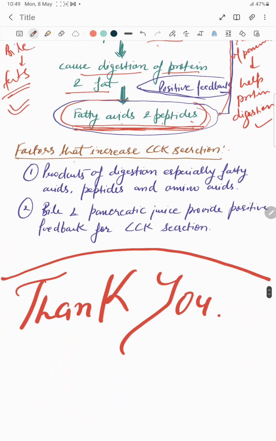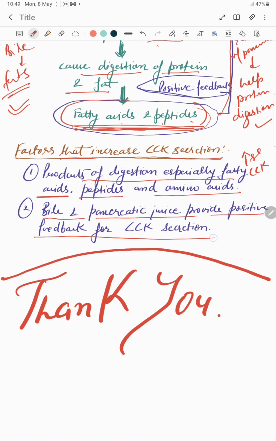The next is factors that increase cholecystokinin secretion. Products of digestion, especially fatty acids, peptides, proteins and amino acids, cause an increase in cholecystokinin secretion. Bile and pancreatic juice provide positive feedback for cholecystokinin, and this positive feedback acts on I cells and causes more release of cholecystokinin.